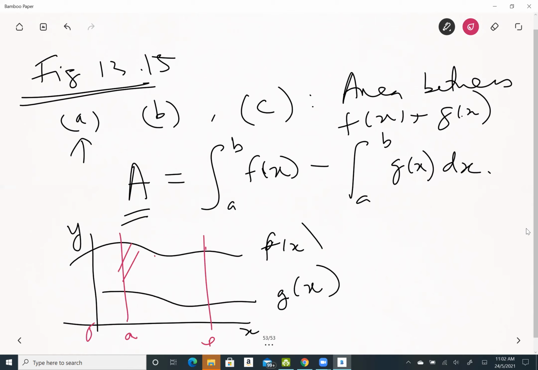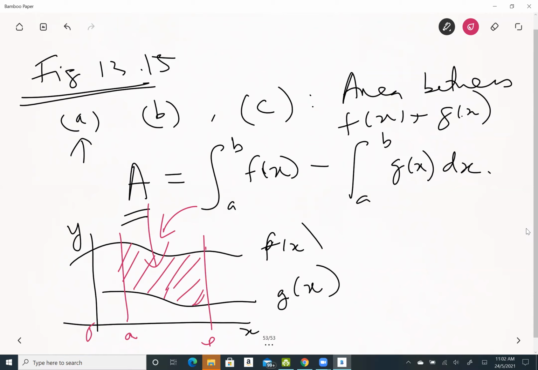I want that area, which is this one. I want the area shaded A. All right, so what do we do? So you want the area A. I don't want the area under G. I also do not want the area under F. I want the area in between. So what do we do?